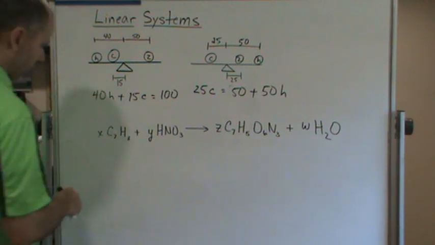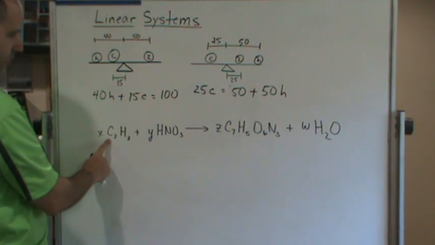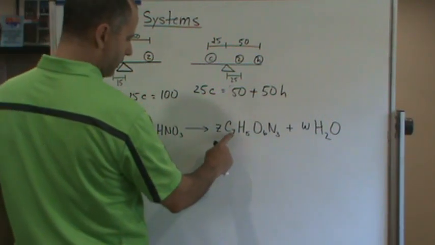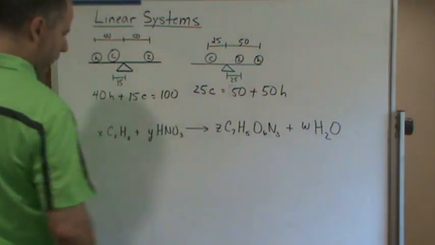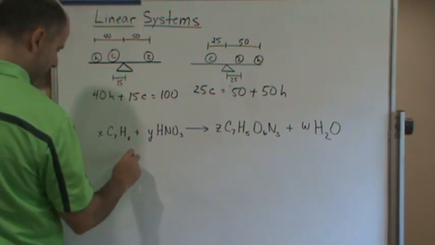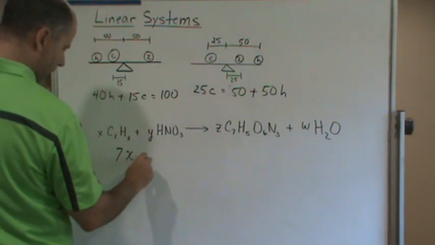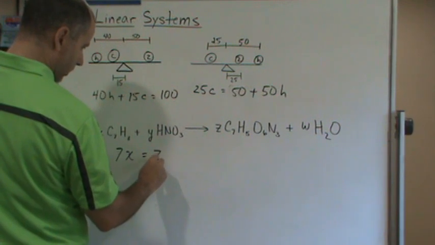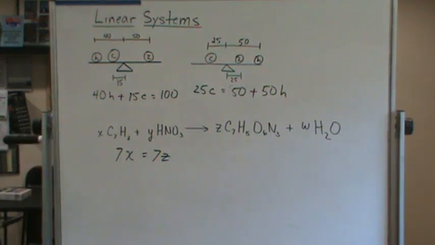So, let's look at carbon. Over here we have 7 carbon atoms, and over here we have 7 carbon atoms. But here the coefficient is X, and here the coefficient is Z. So that gives us our first equation: X times 7 has to equal 7 times Z. Now, what are some of the other things that we have here?